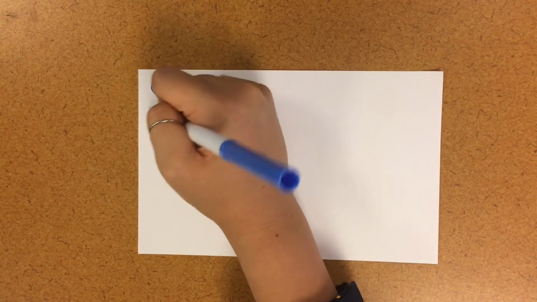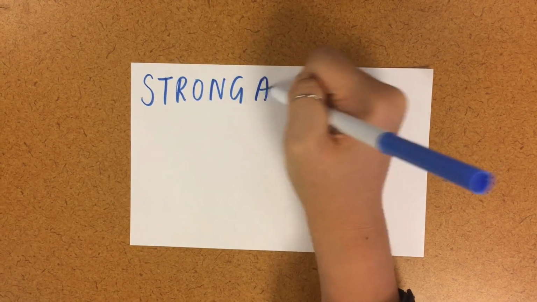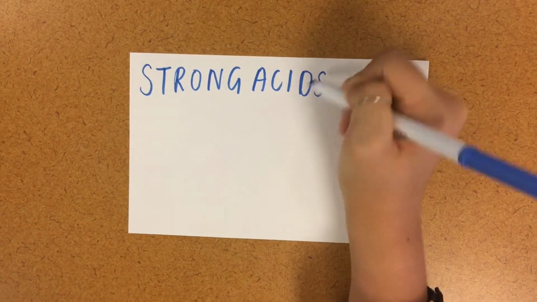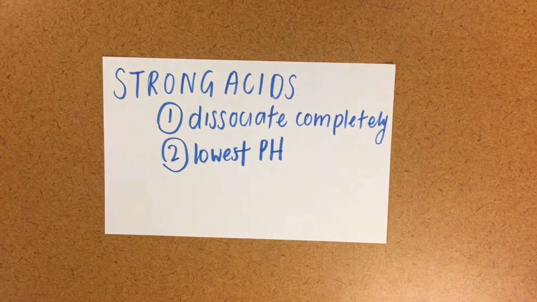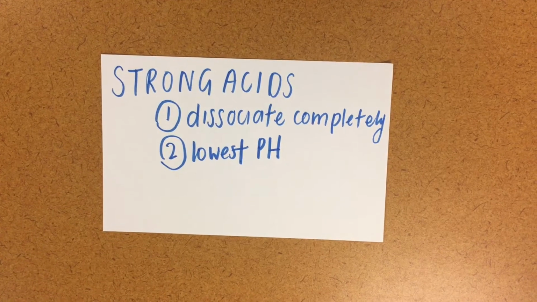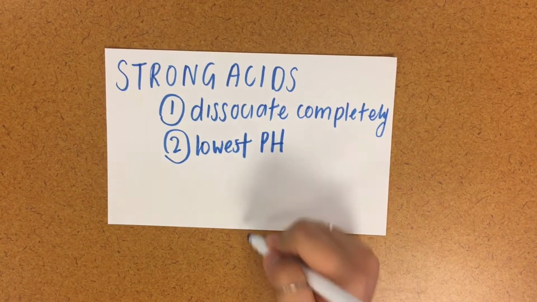Not all acids are created equal. There are 6 strong acids that dissociate completely in solution and have the lowest pH. But what about the other acids? The weak acids that don't dissociate completely. How do we compare their strength?